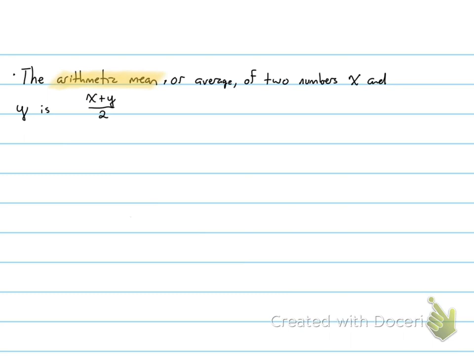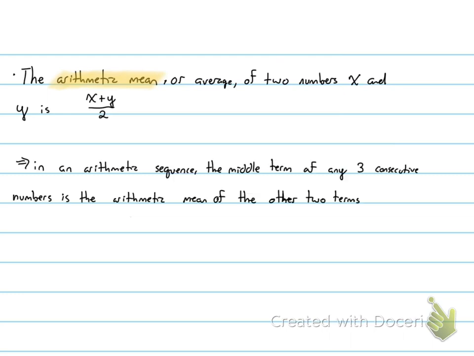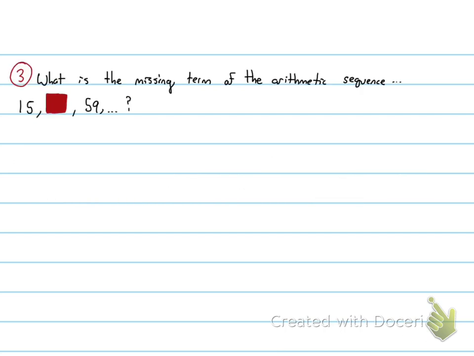Last thing we're going to learn about is an arithmetic mean. This is just a vocab word that you might see on an ACT or SAT, so we'll just talk about it once in this video, and maybe a little bit more in class. The arithmetic mean, or average, of two numbers x and y is (x plus y) over 2. And how this relates to what we're talking about today: in an arithmetic sequence, the middle term of any three consecutive numbers is the arithmetic mean of the other two terms. So this might be easiest to see in an example.